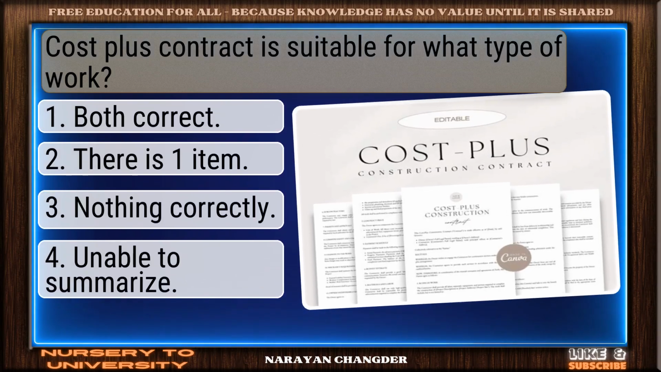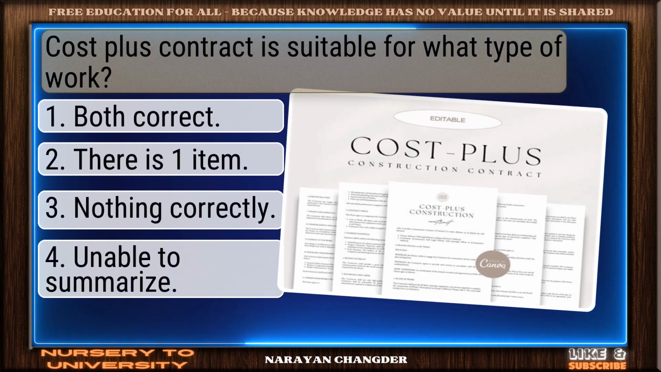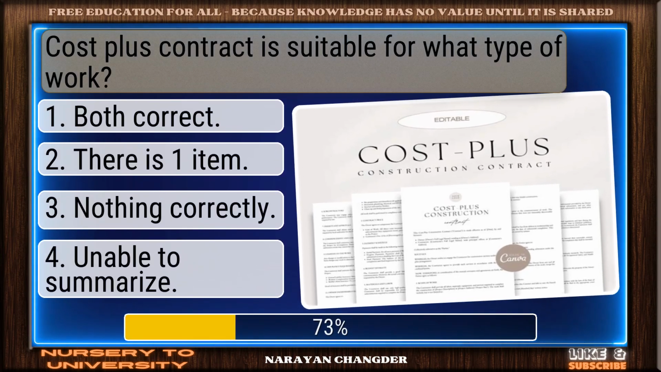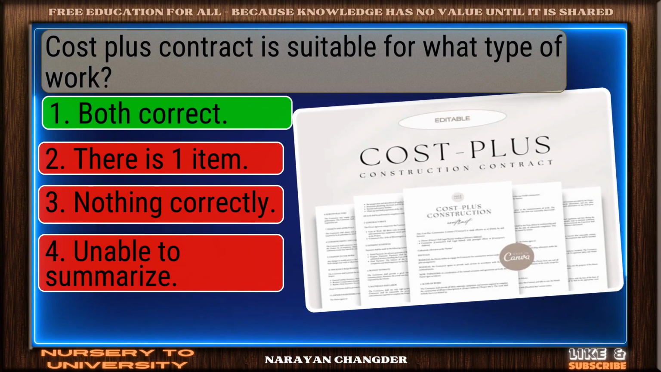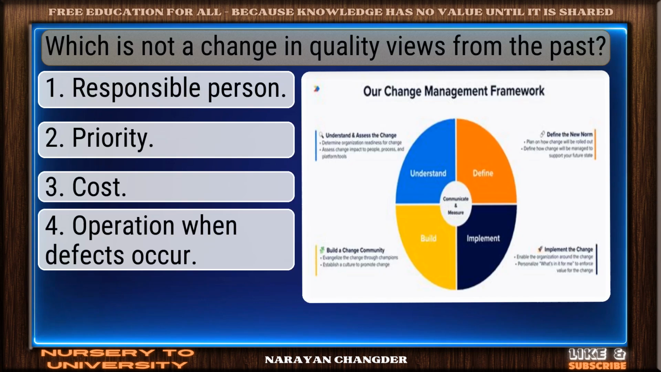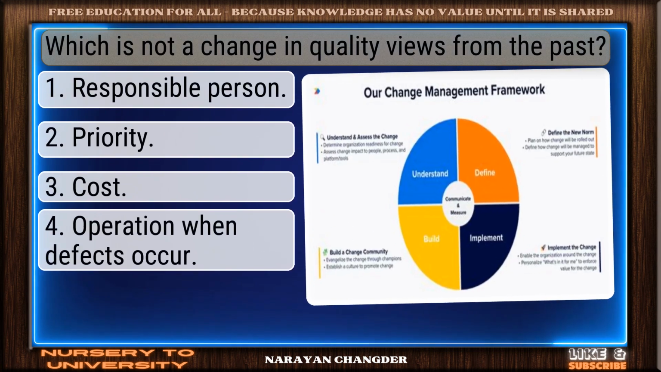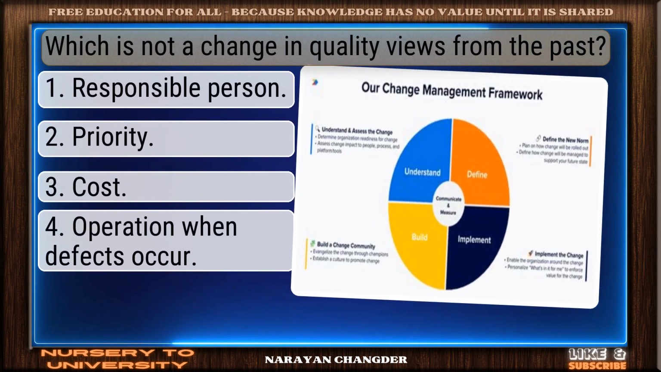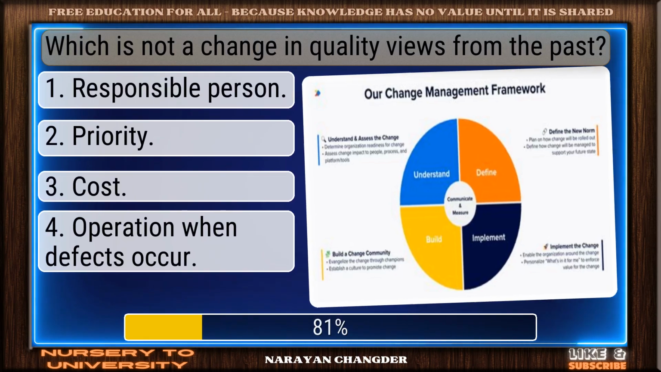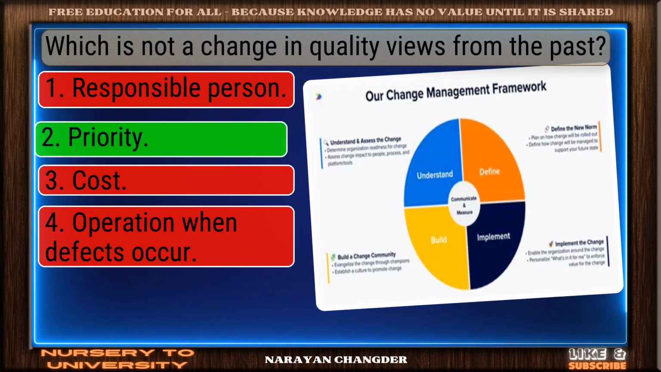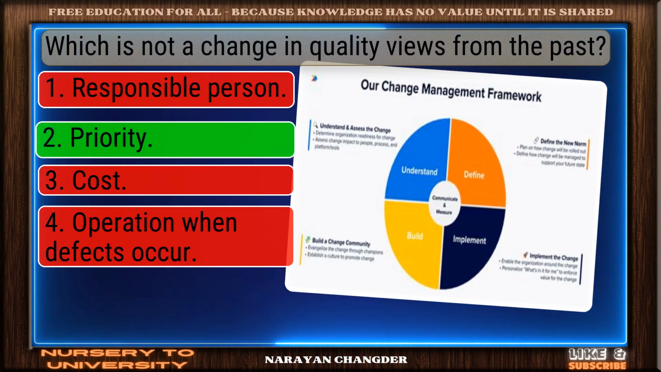Cost plus contract is suitable for what type of work? You chose both correct, and it is correct. Which is not a change in quality views from the past. Well picked. Priority is the correct answer.